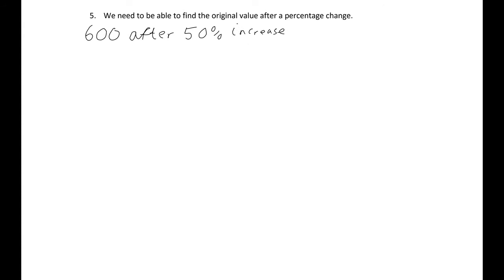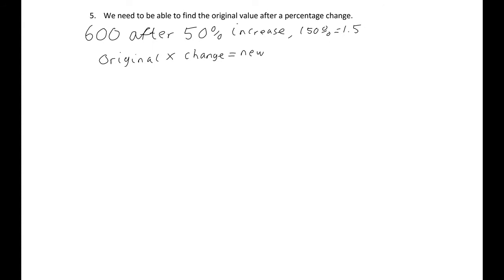So what we've got is original, right? We times it by our change, and that equals new. So, what do we have in our situation? We know what our new price is, and we know what our change is. It was a 50% increase, right? And a 50% increase is 150%, which is 1.5 when you change to decimals.